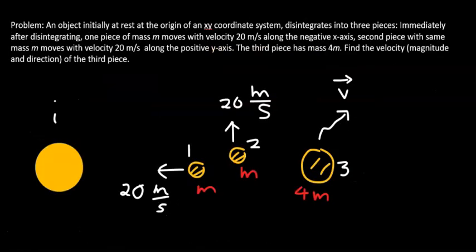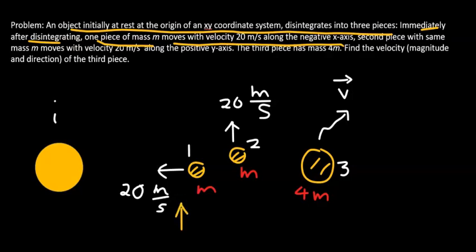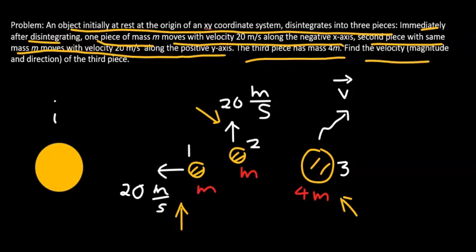Problem 2. An object initially at rest at the origin of an XY coordinate system disintegrates into 3 pieces. So that is the initial object. It disintegrates into object 1, object 2, and object 3. Immediately after disintegrating, one piece of mass m moves with velocity 20 meters per second along the negative x-axis, so that is object 1. The second piece with same mass m moves with velocity 20 meters per second along positive y-axis, so that is object 2. The third piece has mass 4m, so that is this one. Find the velocity, the magnitude, and direction of that third piece.